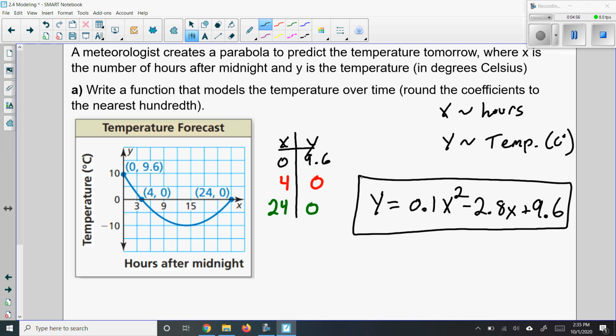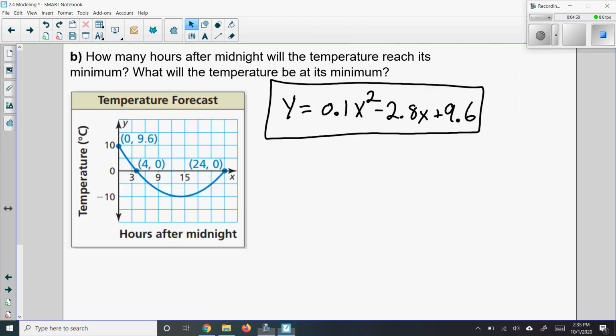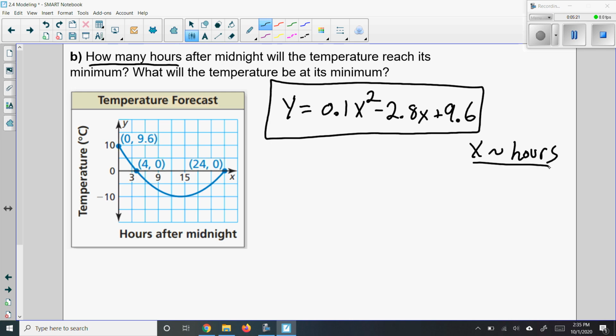Now we're going to use that model to make some predictions. So this question is asking, how many hours after midnight will the temperature reach its minimum? So how many hours is what they're asking us for. And recall that x is hours, so it's asking us for hours. It also says that it reaches its minimum. That means we're looking for the vertex. We're looking for this point right here. But we're only interested right now in the x-coordinate.